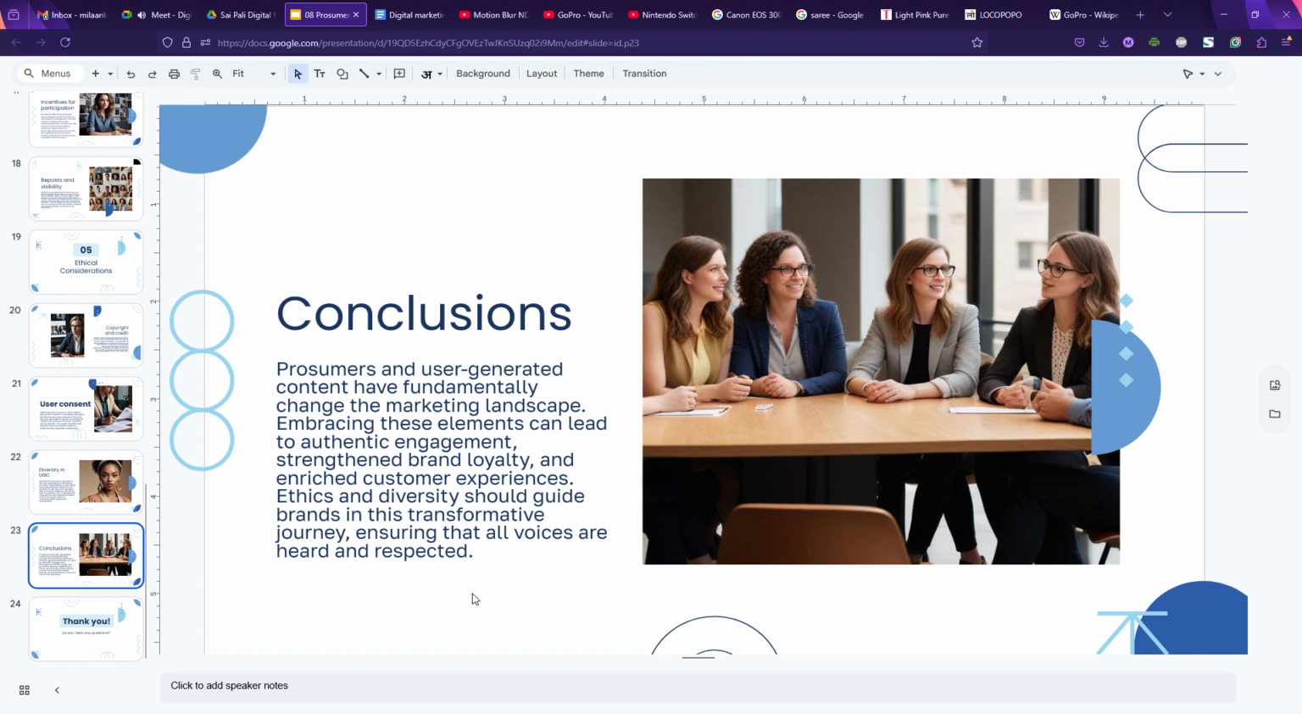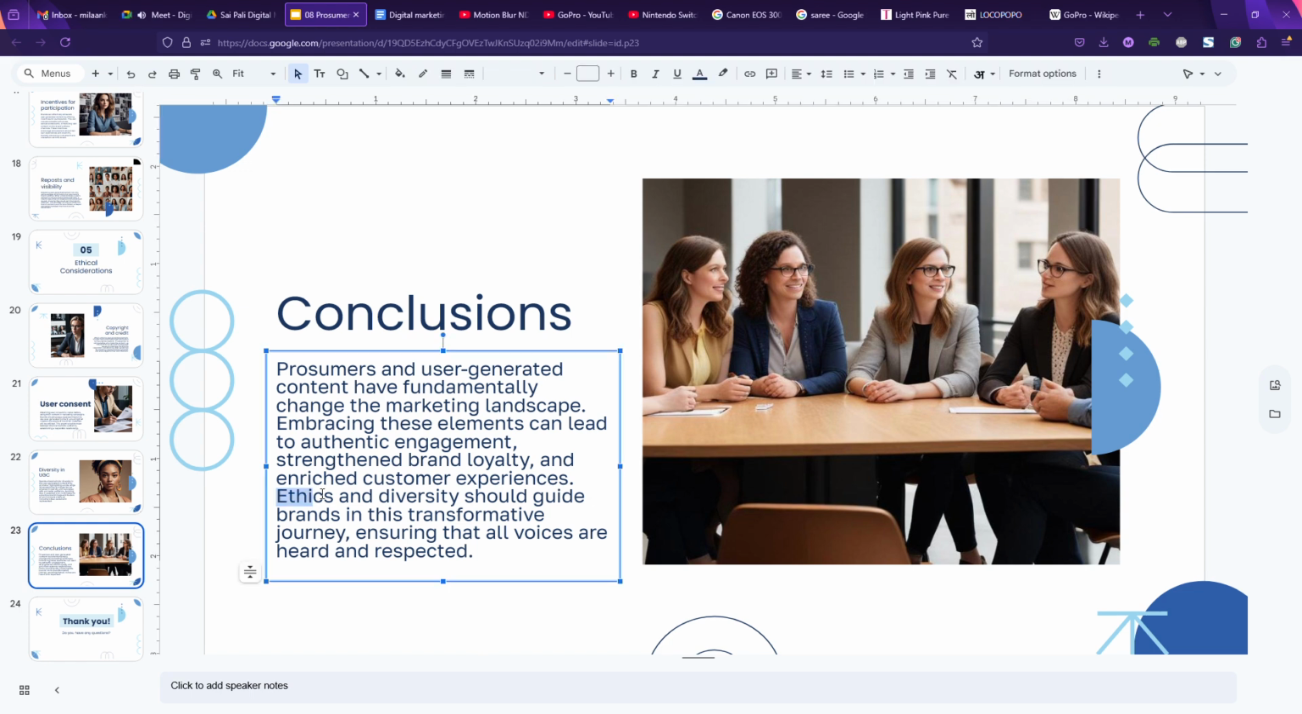So the concluding slide. We saw prosumers and user-generated content. They have fundamentally changed the marketing landscape. Embracing these elements can lead to authentic engagement, strengthen brand loyalty, and enrich customer experiences. Ethics and diversity should guide. Ethics and diversity are most crucial in today's world, because the world is in chaos everywhere. Ethics is like swaying, coming up and down.